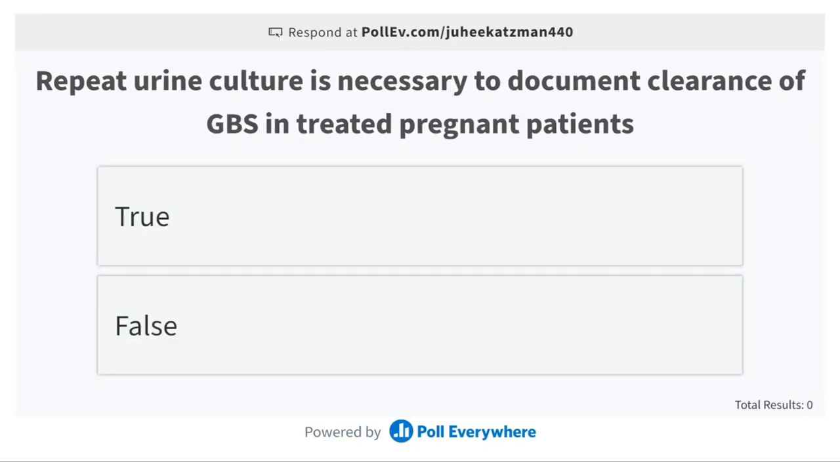All right. Oh, I had a few questions left, sorry. Repeat urine culture is necessary to document clearance of group B strep in treated pregnant patients. So if you've already done, let's say, the urine culture initially, and then the patient got treated for asymptomatic bacteriuria, or if they actually presented with cystitis, do we repeat urine cultures in these patients? Is the question, right? Generally, we never repeat urine culture to document clearance, but is this indicated for pregnant patients?